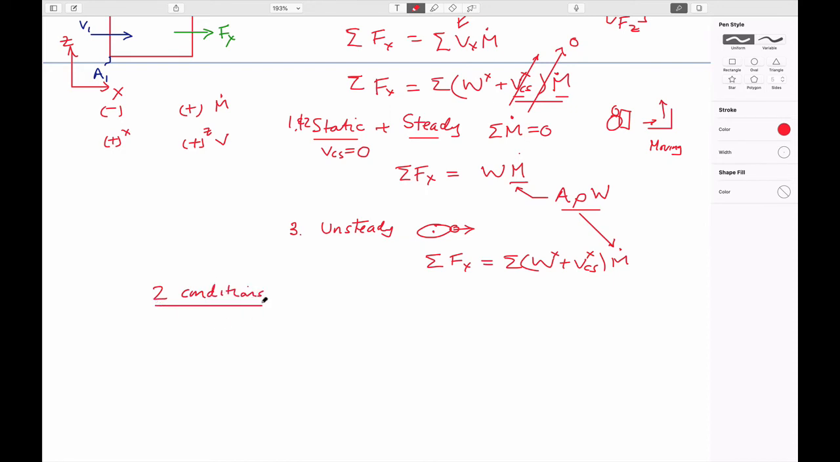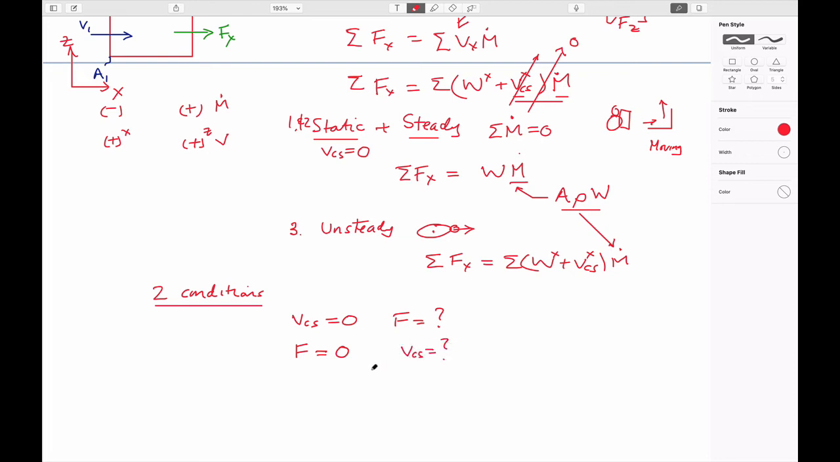And so one is velocity of the control surface is equal to 0. And then the question is, what is the magnitude of the force that you have to apply to keep it in place? Or the other one is if the force is applied, so in one case the velocity of the control surface equals 0. What is the force that you have to apply to do that? Or if the force is equal to 0, what is the velocity of the control surface that results from that?